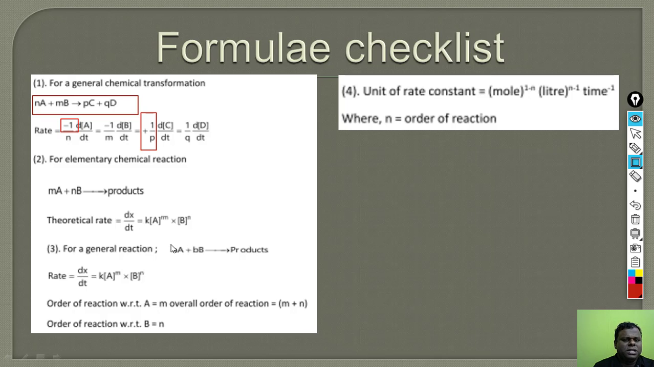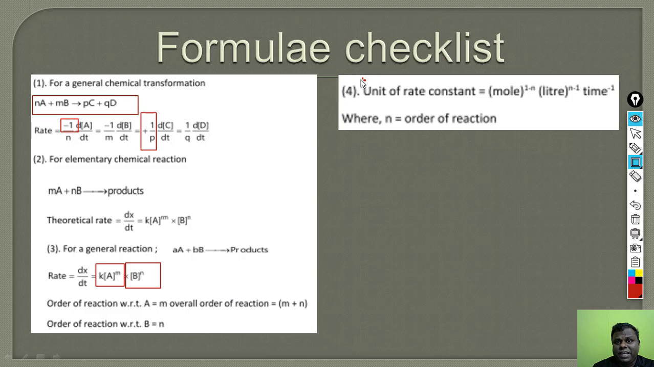This is pretty much simple. And for a general reaction, again it's given like this. The order of the reaction with respect to A is m for this reaction, and the order of the reaction with respect to B is n. The overall order is given as m plus n, right?